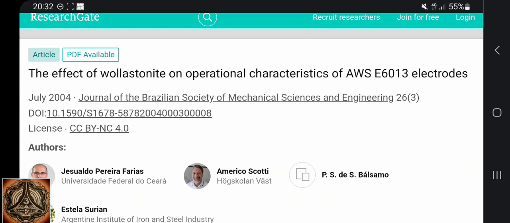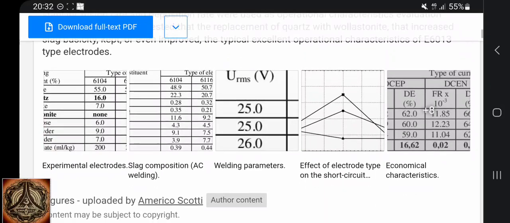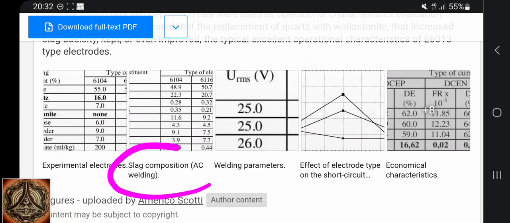But anyway, the effect of wollastonite on operational characteristics for AWS E6013 electrodes. And the reason why I'm here is because we have a slag composition of AC welding.